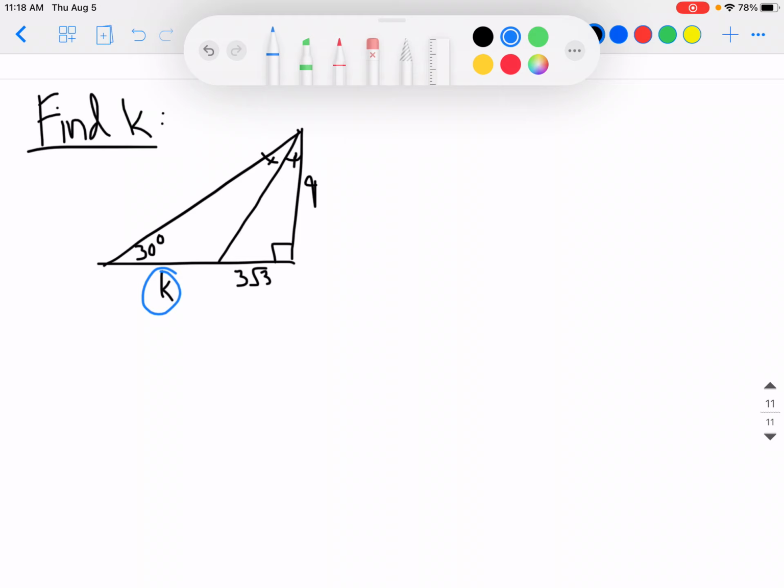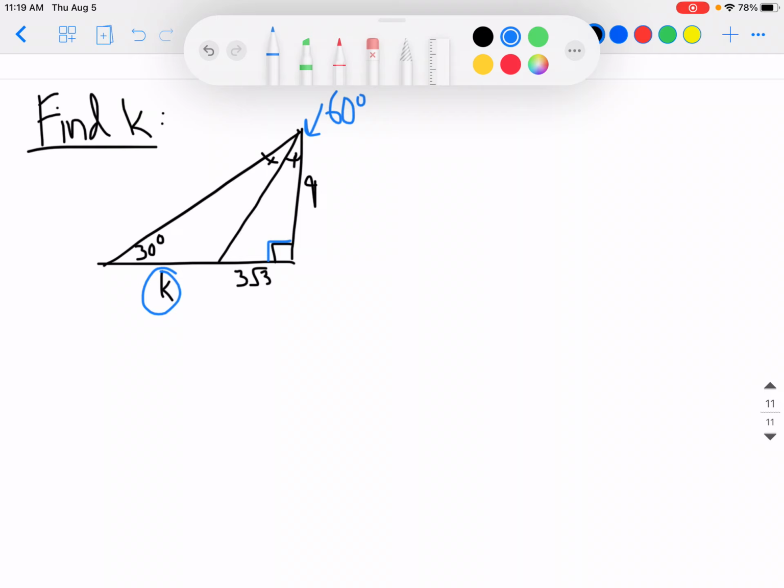So first thing I'd like to point out is that we have a 90-degree angle, a 30-degree angle, and that means that this is a 60-degree angle. And so we have the famous 30-60-90 right triangle. That is something we're going to have to keep in the back of our mind as we go about trying to solve this.